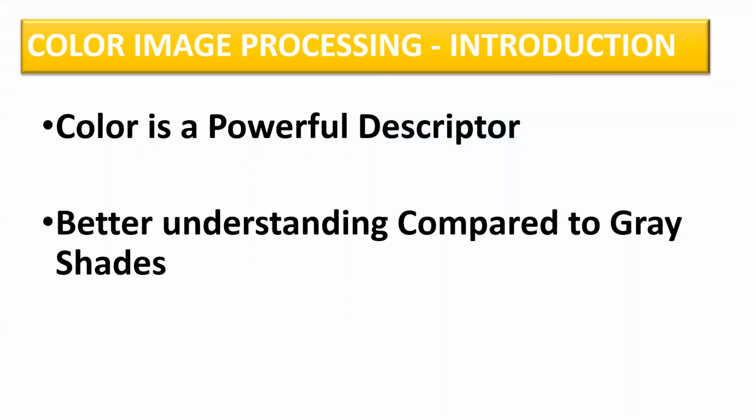Next point is, when you take the color image, it helps us to understand easily and in a better way when compared to gray shades, because the gray shades are very few. The differentiation from object to object most of the time fails. That's why the differentiation of the objects in color image processing is much easier, and separation is also very easy.